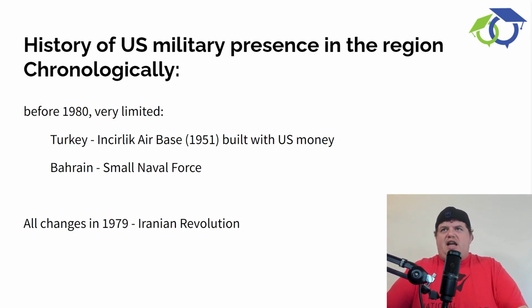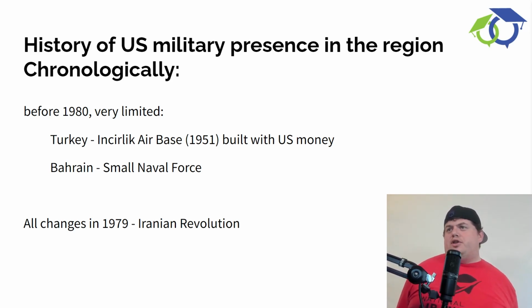So before 1980, the United States had very limited military presence in the region. Two main ones: the United States had presence at Incirlik Air Base in Turkey, which I'll talk about later when I talk about different bases and aspects of military presence. An important aspect is that this base was built with U.S. money. And also in Bahrain, where the United States had a small naval force. But outside of that, not a lot of military presence before 1980.